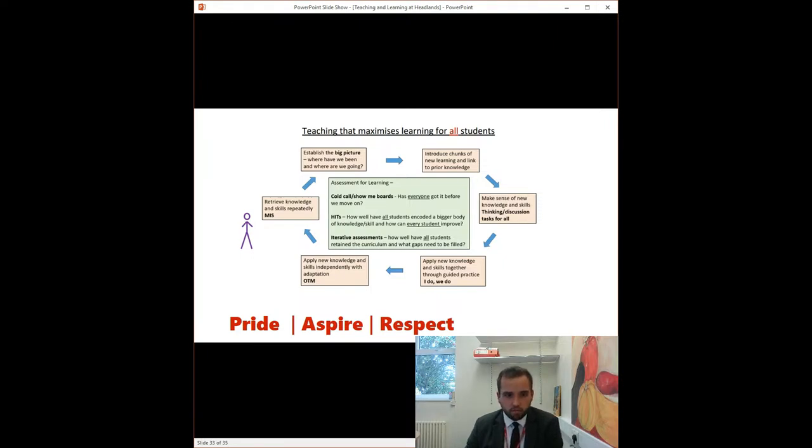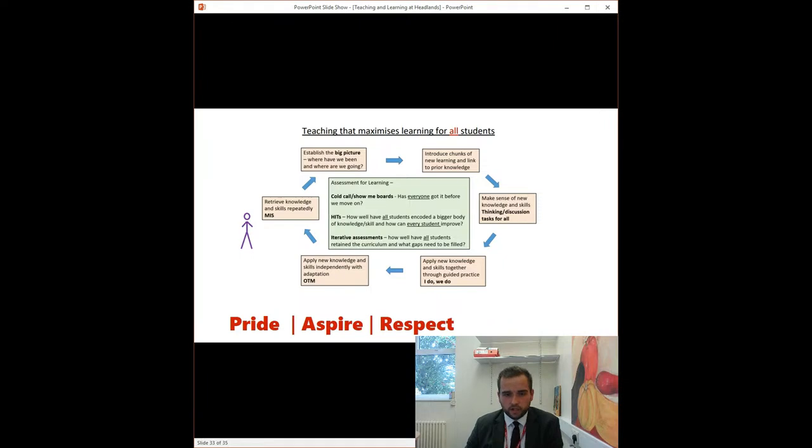Third, we then introduce those chunks of information, as I said, in terms of managing working memory and not overloading our students, in small chunks, and link those chunks to prior knowledge by making sure that our students are then thinking about and discussing those chunks of information so that they move into their long-term memory. Once we get towards applying those things to a difficult task, we move into I do, we do. So we do some modelling often. That won't always be the case, because as our students get more confident, they'll need less modelling, less scaffolding.